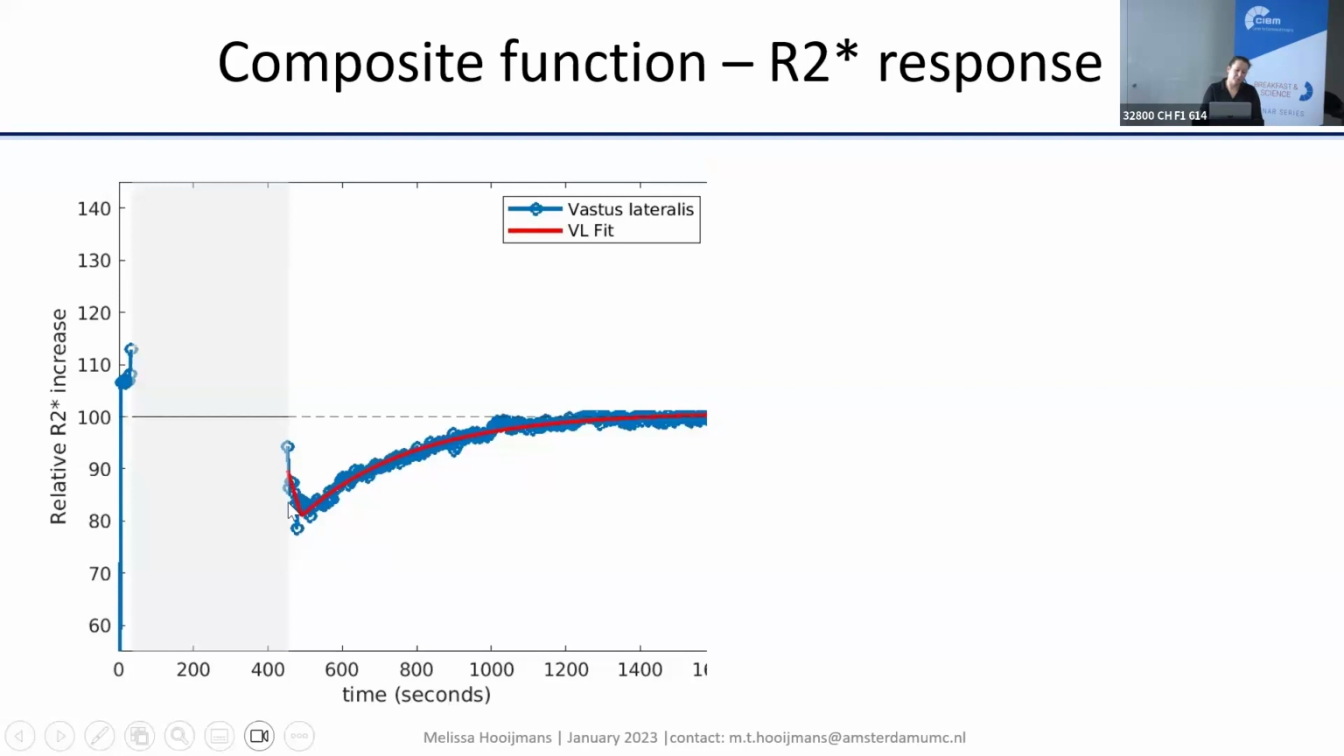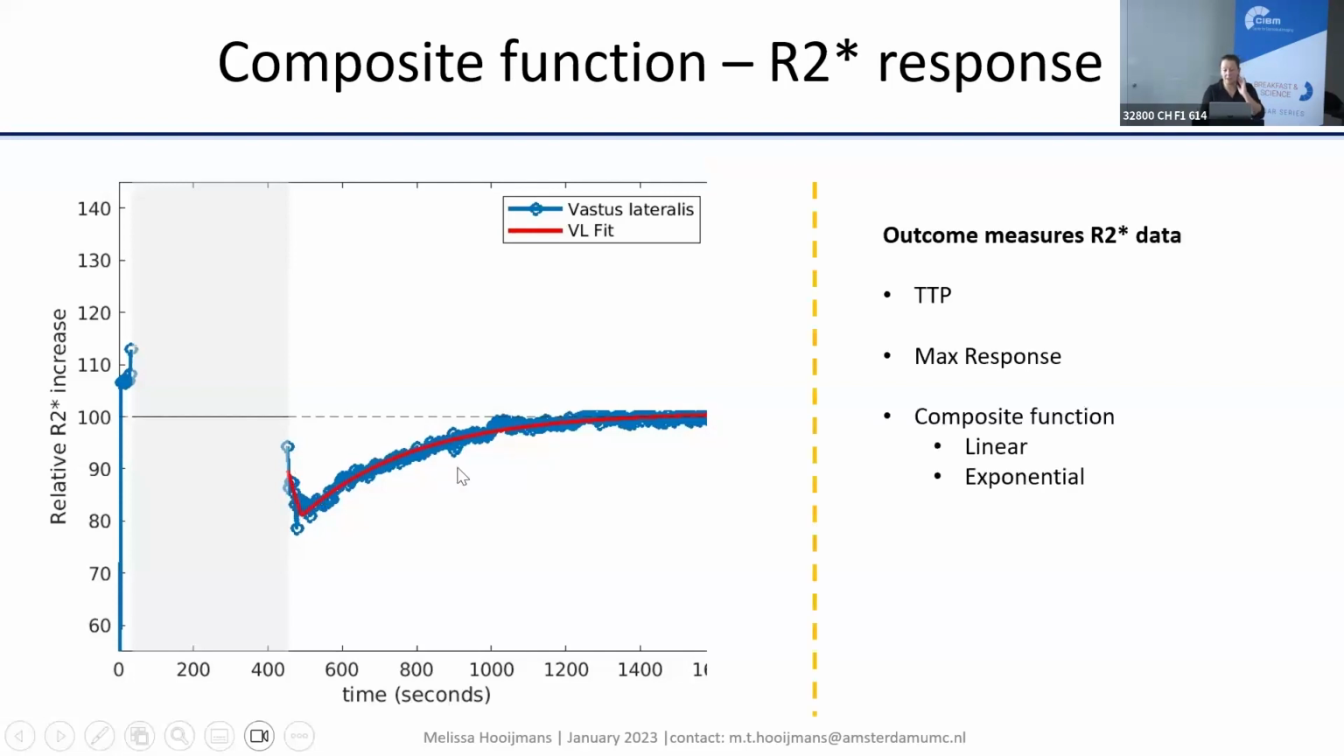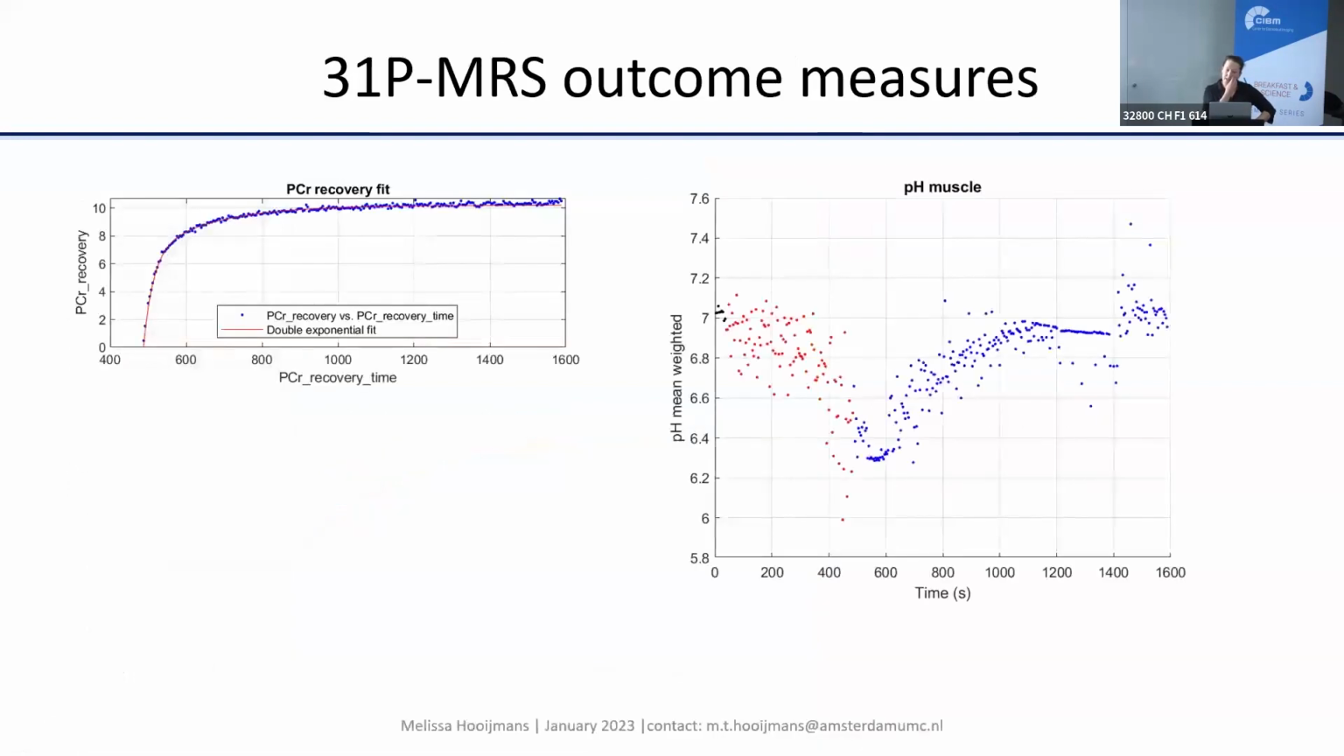And then we fitted a composite function describing the hyperemic response, so the R2 star response post-exercise, with a linear first part of a curve and exponential second part. And we quantified the maximum response and the time it took to reach that specific peak. And for the phosphorus data, we looked into how quickly phosphocreatine could recover back towards normal values. And we also looked into how pH changed within the muscle over time.